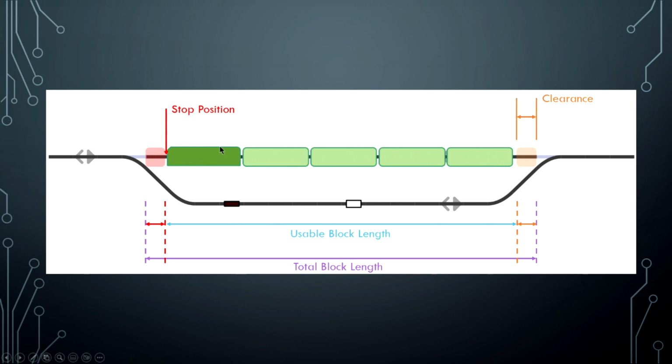iTrain knows where the train is expected to stop and knows the length of the train. So if the train is greater than the usable length of the block, iTrain will not release the turnout near the rear of the train because the rear would be within the danger zone.